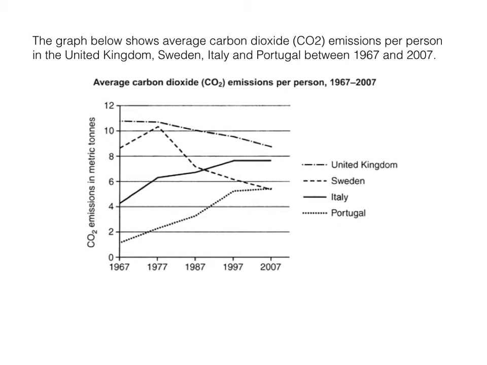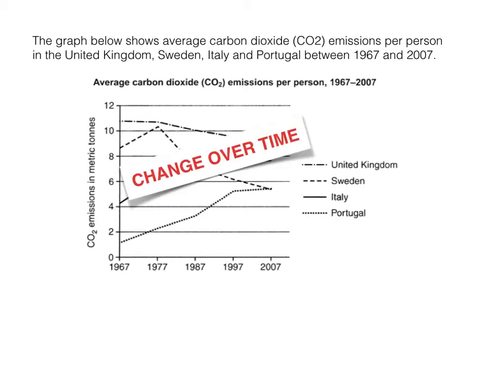So our job is to basically describe what happened, what changed over the period. Did the levels increase, rise, go up, or did they decrease, fall, go down? That's the type of language we'll need to use. And this is a typical change over time graph.